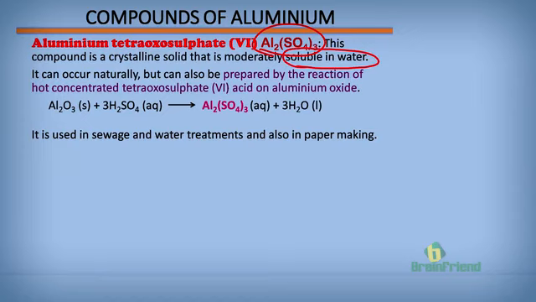It occurs naturally, but it can also be prepared in the laboratory by the reaction of hot concentrated tetraoxosulfate 6 acid on aluminium oxide. So here we have aluminium oxide reacting with tetraoxosulfate 6 acid to give us aluminium tetraoxosulfate 6 and water as a byproduct. This compound of aluminium is used in sewage and water treatments, and is also used in the making of paper.